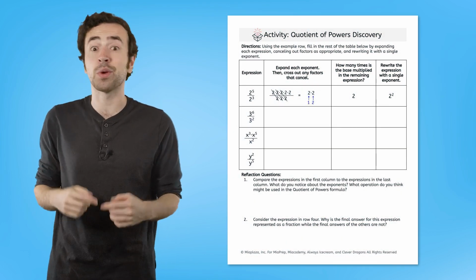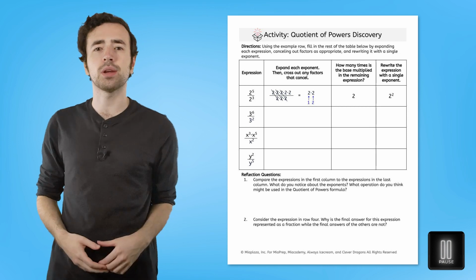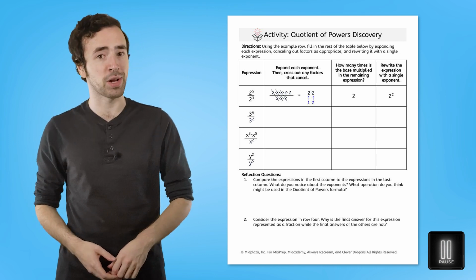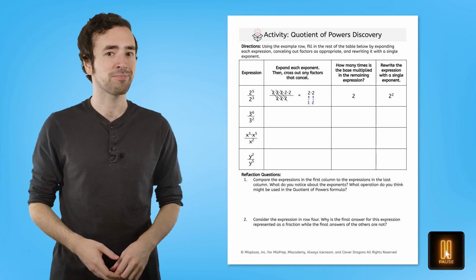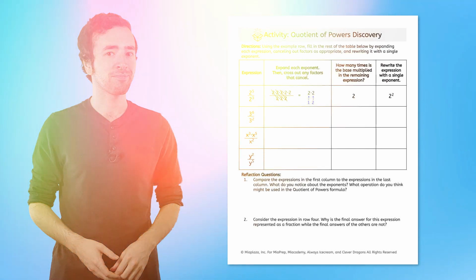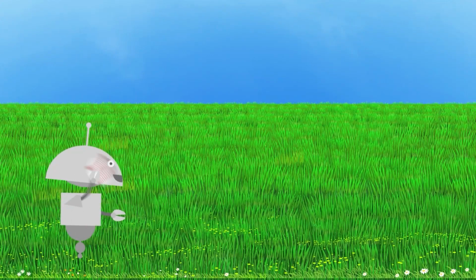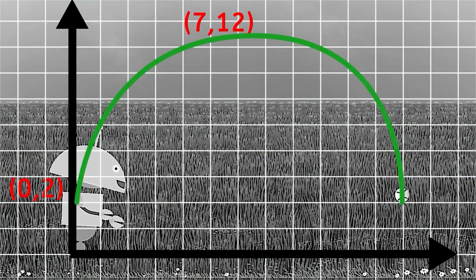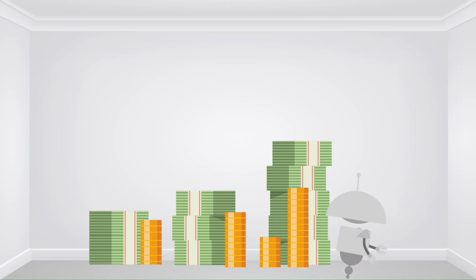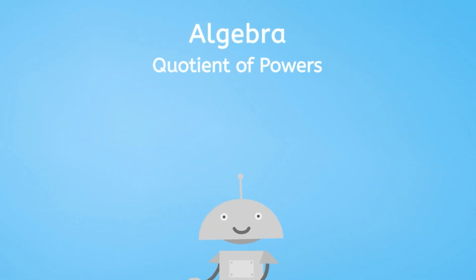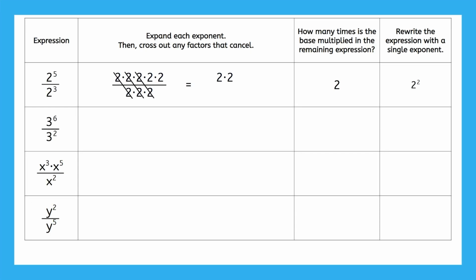Before we jump into level 2, there's a discovery activity in your PDF that we need to discuss first. Pause the video here and complete the activity now if you haven't already. In this discovery activity, we have expressions with exponents being divided.